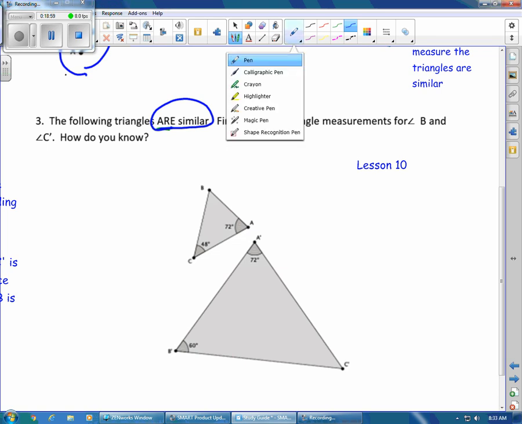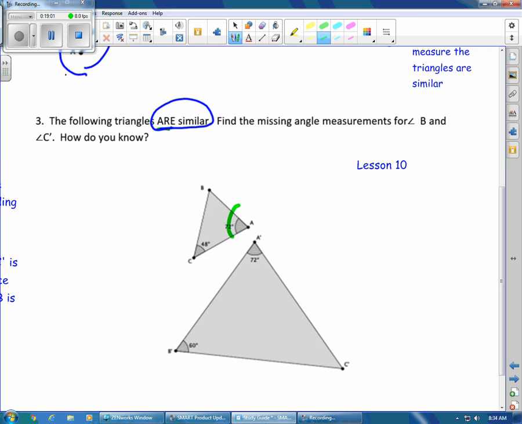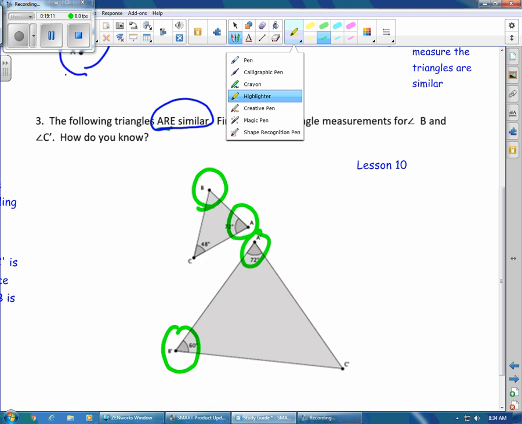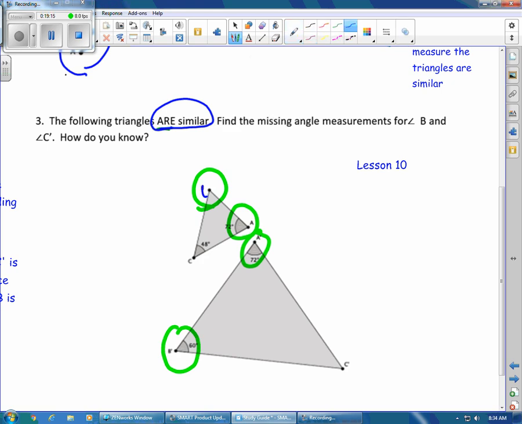So I'm going to just use a highlighter here. I know that angle A and A prime are going to be the same. I know that the measure of angle B and B prime are going to be the same. So I already know that B is going to be 60.